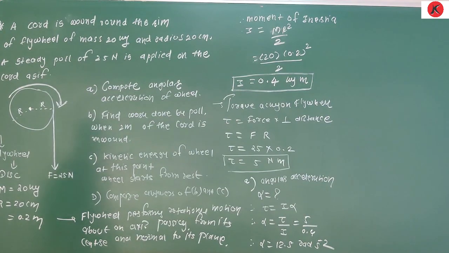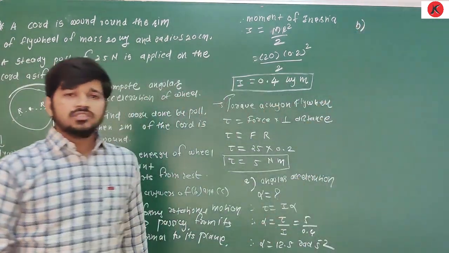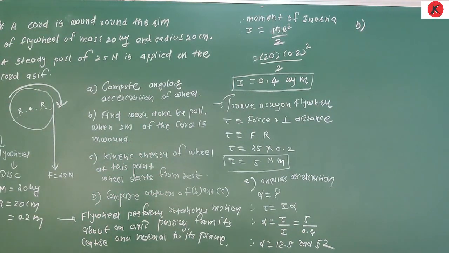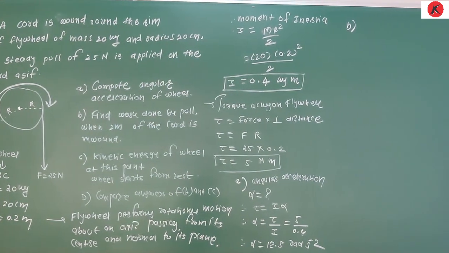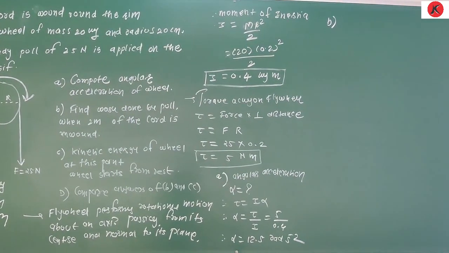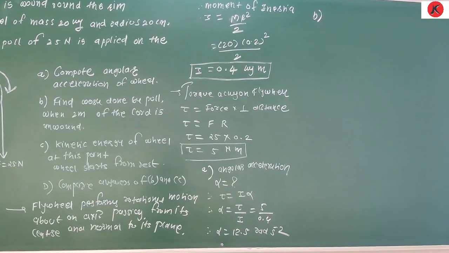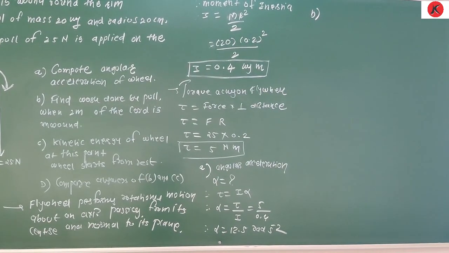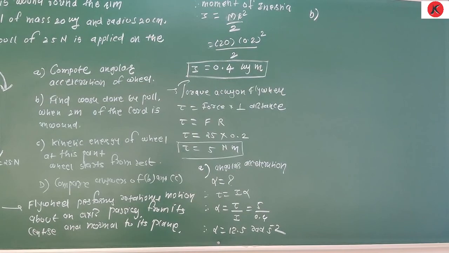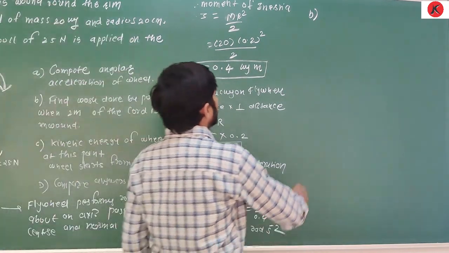Okay. Now what is question B? See, question B: you have to find what is the work done by the pull if 2 meter of the cord is unwound. What is the work done by the pull if 2 meter of the cord is unwound? Okay, see how to find it. To find work done, you have to find W.